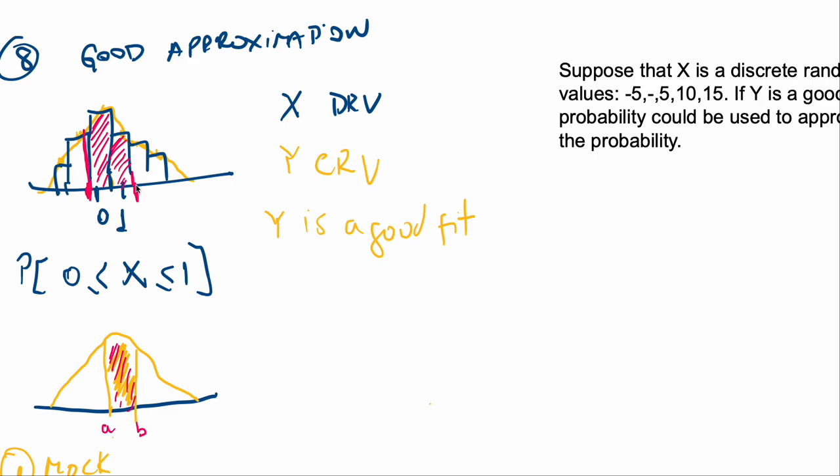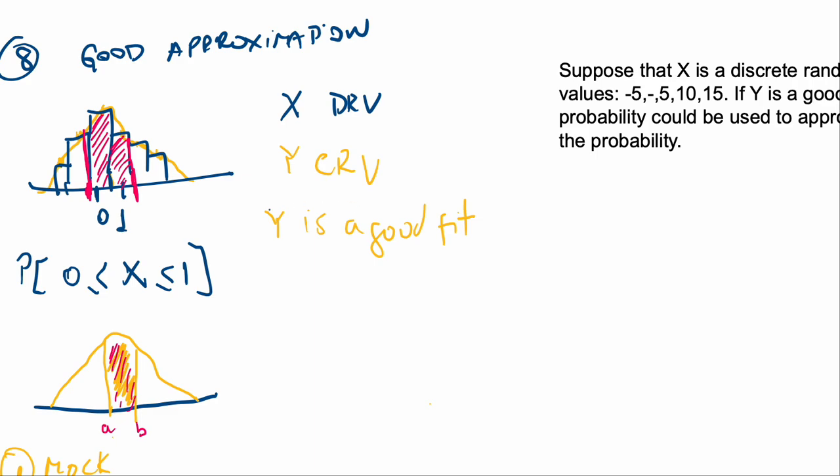You would select from here to here so that the area is the same. And why would you do that? Well, because the discrete random variable cannot assume a half. It can't. Remember, discrete random variables jump between values. This is a toss of a coin, for example. It's 0 or 1, you don't have a half.